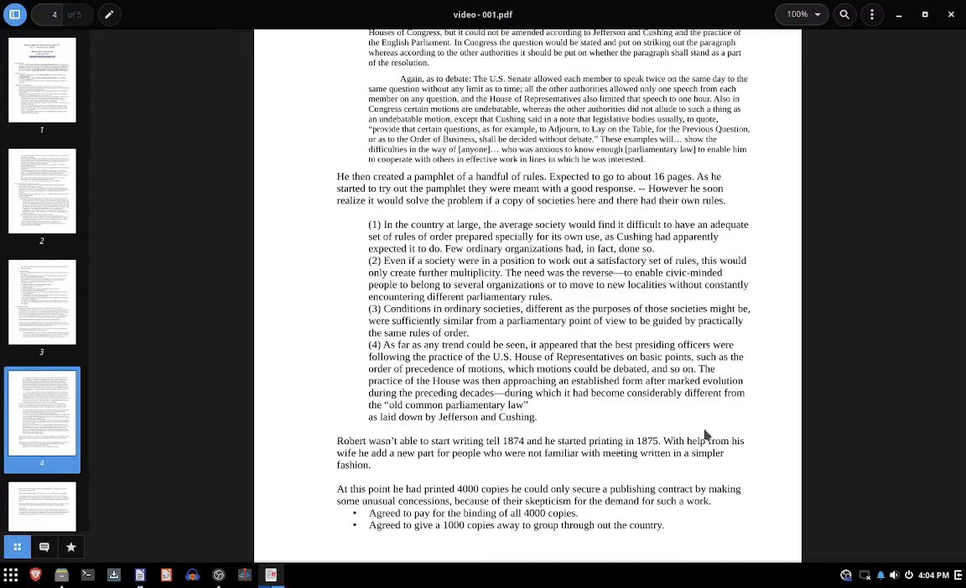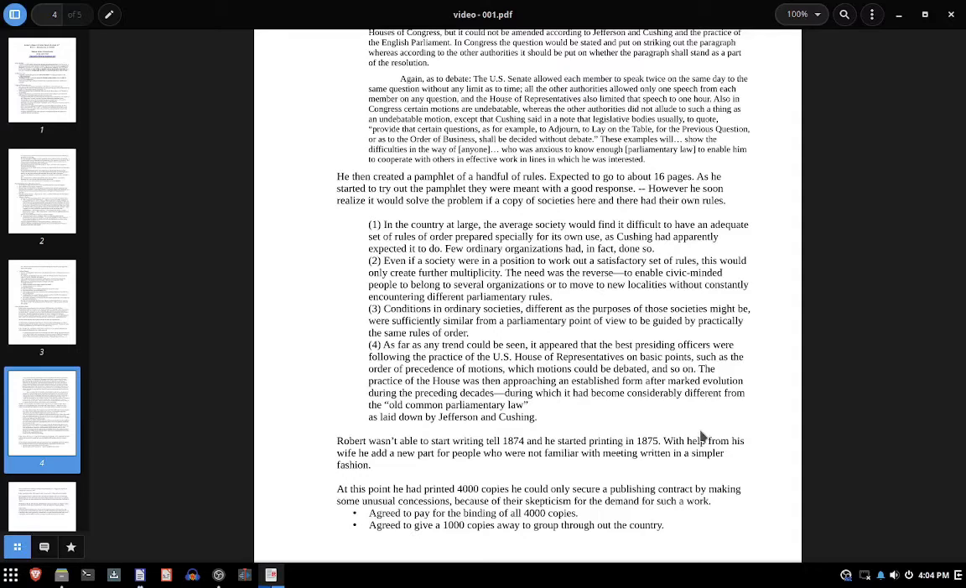1. In a country at large, the average society would find it difficult to have an adequate set of rules of order, prepared specially for its own use, as Cushing had apparently expected it to do. Remember, he wanted only the basics, with each society to come up with its own rules. 2. Even if a society were in a position to work out a satisfactory set of rules, this would only create further multiplicity, and thus there would be more friction, and it would be harder for people of different communities to come together and work.